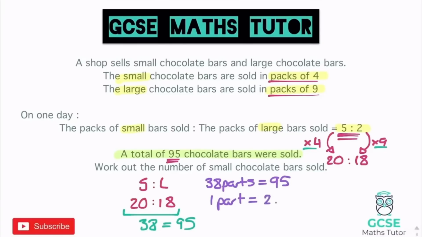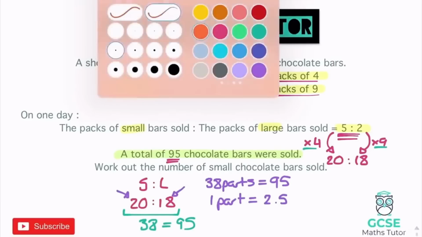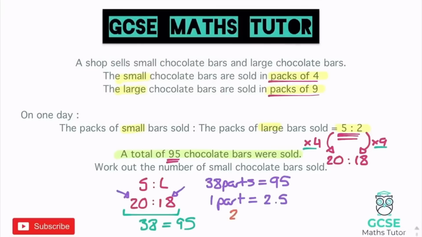And that's not very nice at all, because we're looking at that and thinking, hold on, we can't have 2.5 chocolate bars in each part. But let's not forget there's going to be 20 parts and there's going to be 18. So let's see what happens when we multiply these out. I'm going to do this in a different colour again, let's mix this up a little bit. So we've got 20 times 2.5 for the small ones.